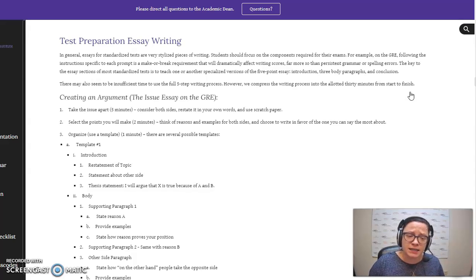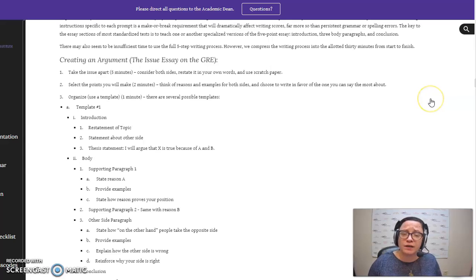The key to the essay sections of most standardized tests is to teach one or another specialized versions of the 5-point essay: introduction, 3 body paragraphs, and conclusion. There may also be insufficient time to use the full 5-step writing process. However, we compress the writing process into the allotted 30 minutes from start to finish.